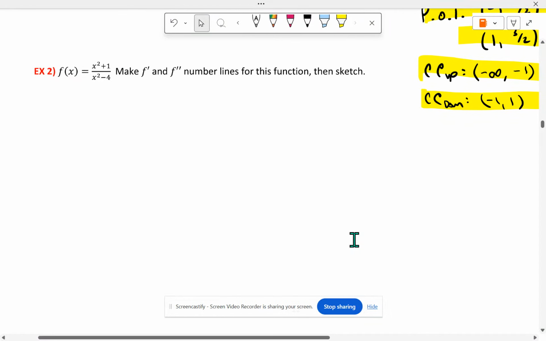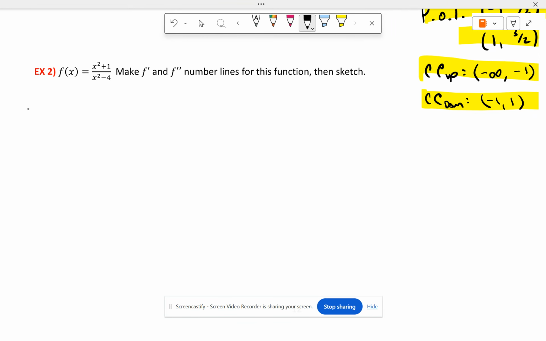Hi. Okay, so this is example number 2. All right, what do you guys think? I'm going to give you the first and second derivatives, okay? I'll take pity on your souls. Here we go.